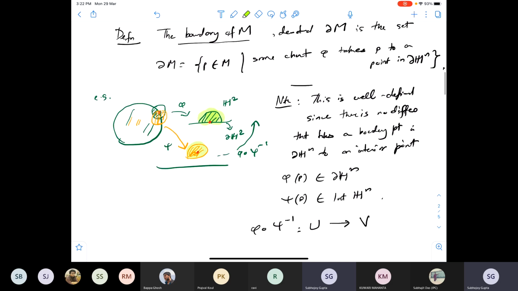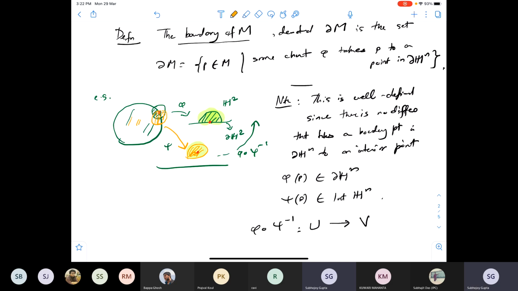So these transition maps are diffeomorphisms because they have inverses also, which are smooth. So there's no diffeomorphism that takes this open disk to a half disk. Now we're talking of diffeomorphisms of open sets in Rn to open sets in Rn, right? So the image of any such diffeomorphism has to be an open set, whereas here this is not an open set in Rn.